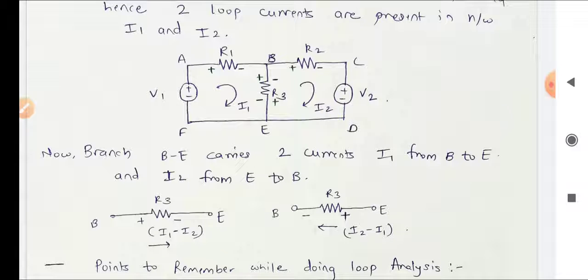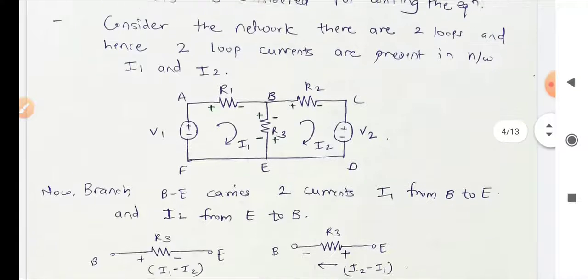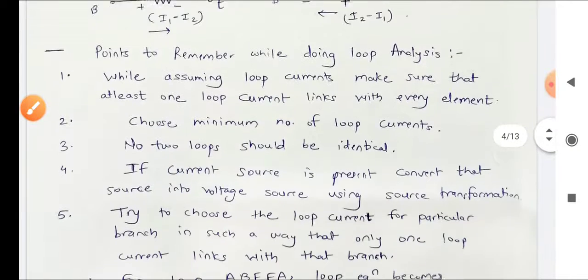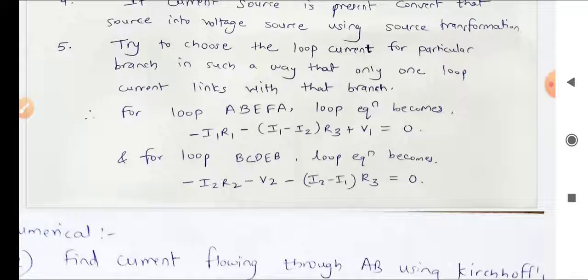So minus I1 R1 minus in bracket I1 minus I2 into R3 plus V1 will be our equation 1 for loop 1. And we are going to write another equation for loop 2. The second equation will be minus I2 into R2 minus V2 minus R3 in bracket I2 minus I1 is equal to 0, according to the law of KVL. We have already written the equations, and by solving them simultaneously, we can get the values of I1 and I2, which are the loop currents.